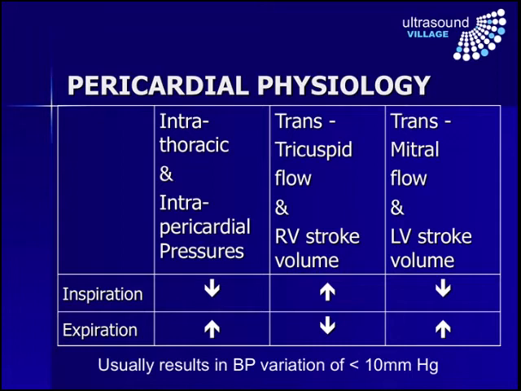With expiration, the opposite happens. More blood flows out through the left, and so there is increased transmitral flow, but there is reduced right-sided flow because of the increased intrathoracic pressures. Now, normally in somebody who's breathing with the normal amount of pressure, this will result in blood pressure variation of less than 10 millimetres of mercury.